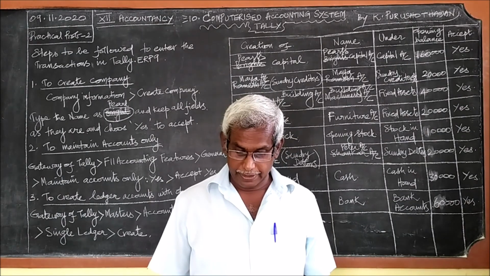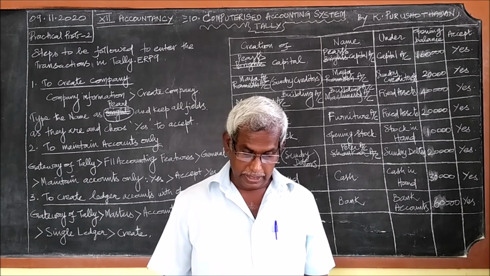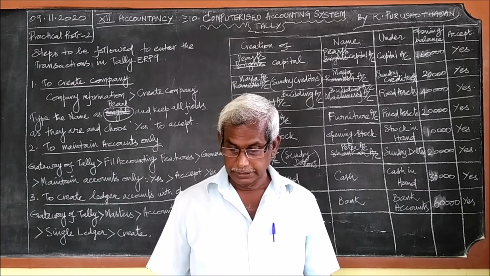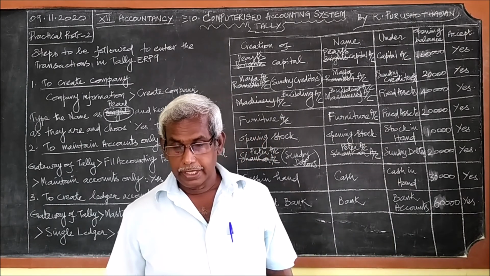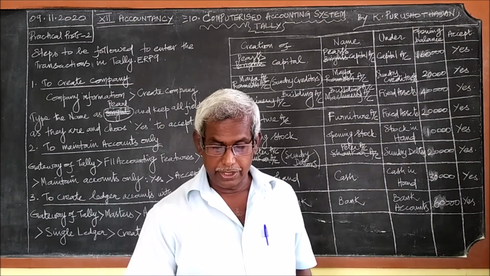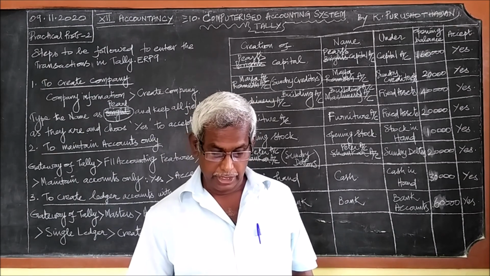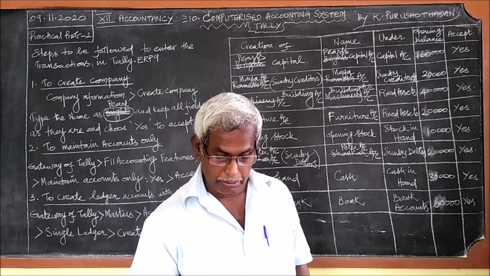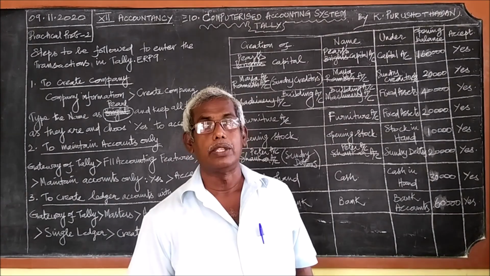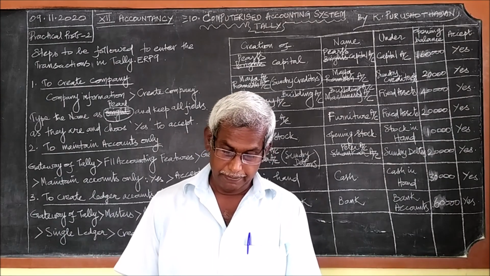Other than that, there are two problems. One is to record the transactions in Tally, that is using journal. The second one is creation of ledger and balance sheet, that is the trading, profit and loss account and the balance sheet. These are the two important problems. Out of these two, one question will be asked in the examination. And it is a small chapter.